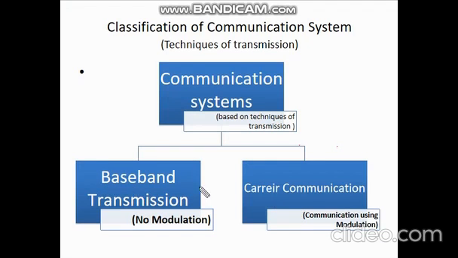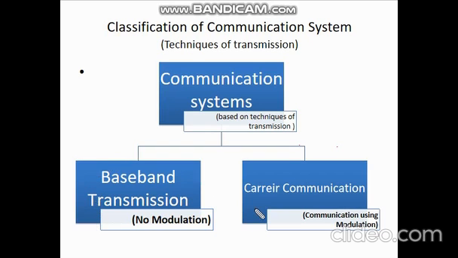In the baseband transmission system, you transmit the electrical form of the baseband signal itself. So baseband is the original signal, that is the sound or voice or video, whatever is converted into an electrical signal, that is called a baseband. If this signal is transmitted into the channel directly, it is called a baseband transmission system.